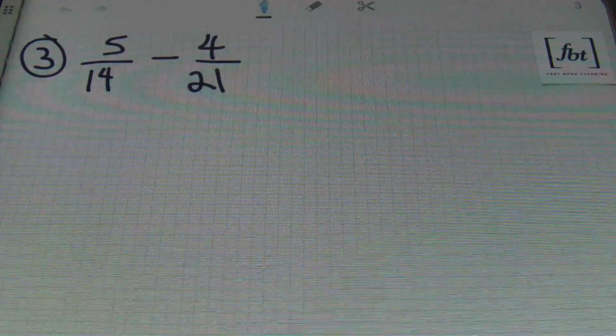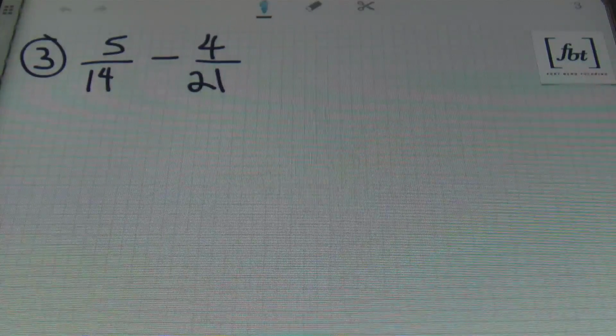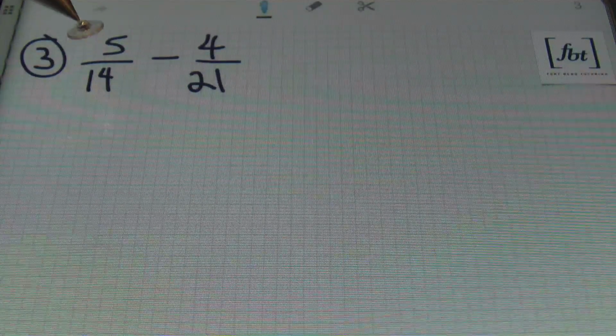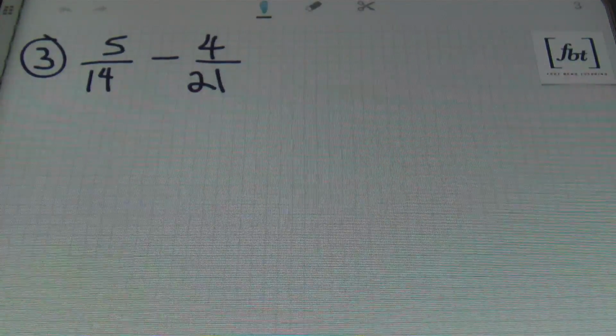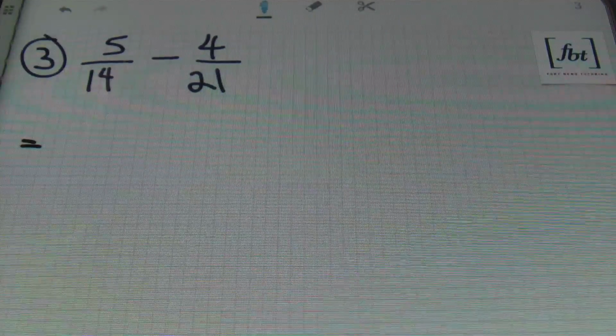Problem number 3, I have 5/14 minus 4/21. The first number that 14 and 21 will be able to go into evenly is going to be 42. That's it.